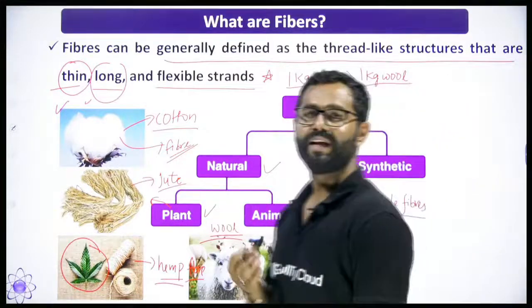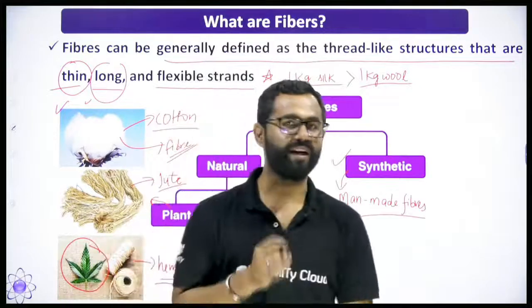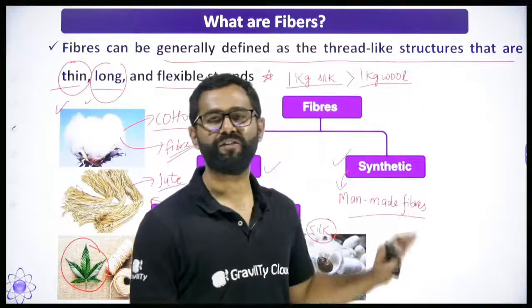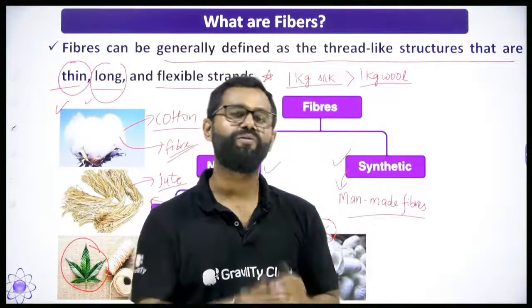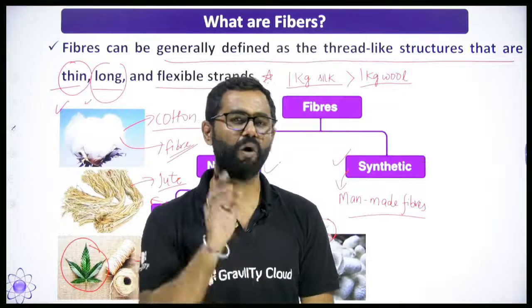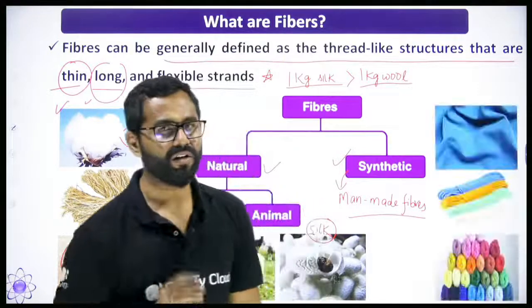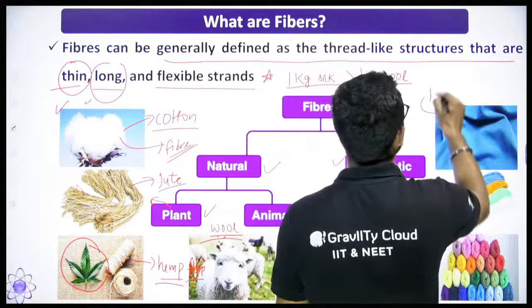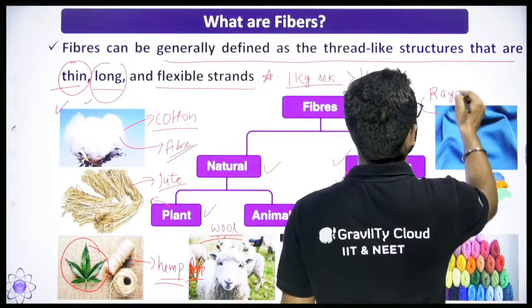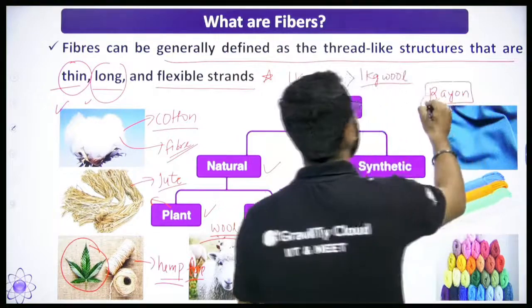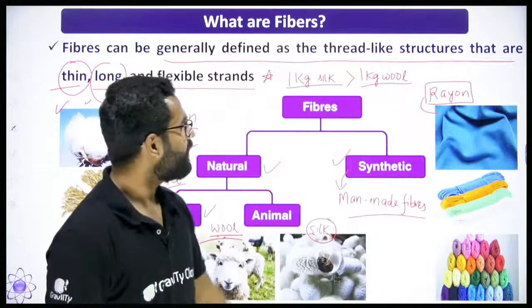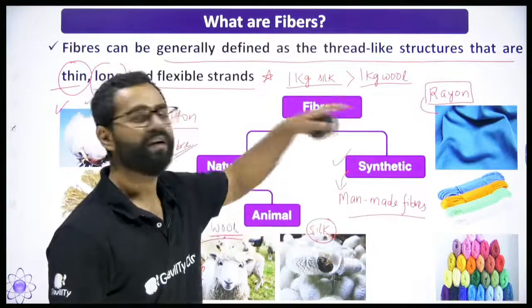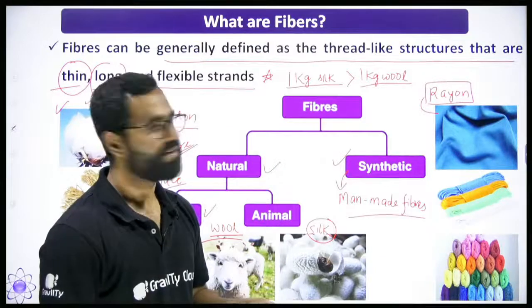Now when it comes to the synthetic fibers, meaning man-made fibers, there are different categories, but the most important are 3 categories. First one is the rayon. This is my rayon, R-A-Y-O-N, rayon. So rayon is one of the categories of the synthetic fibers which we use in our day-to-day life, right?